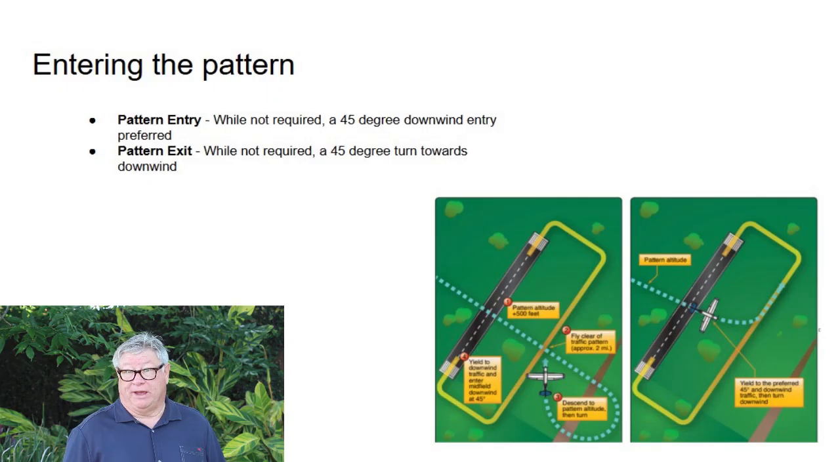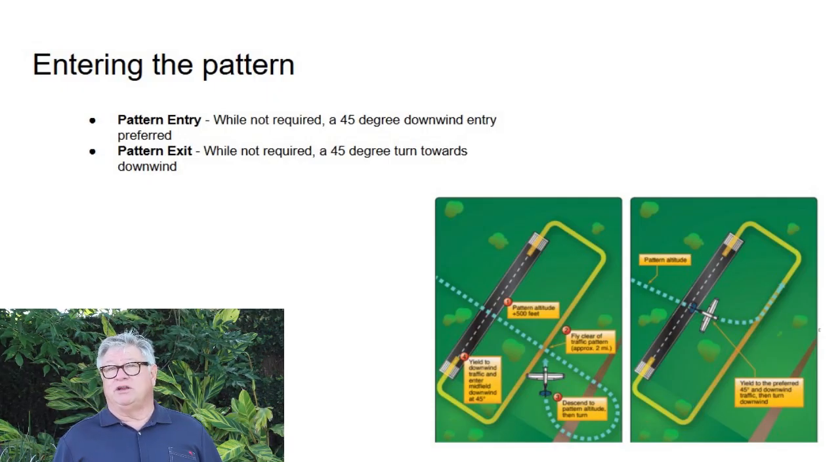Entering and leaving the traffic pattern. At tower-controlled fields, ATC will tell you how to enter the pattern and how to leave the pattern. There will be published procedures to follow. At non-towered airfields, you will enter the pattern by crossing over the field perpendicularly 500 feet above traffic pattern altitude. Fly out about 2 miles and then a descending right-hand turn to enter the pattern. When leaving the traffic pattern at a non-towered airfield, it's recommended that you make a 45-degree turn to the downwind side.